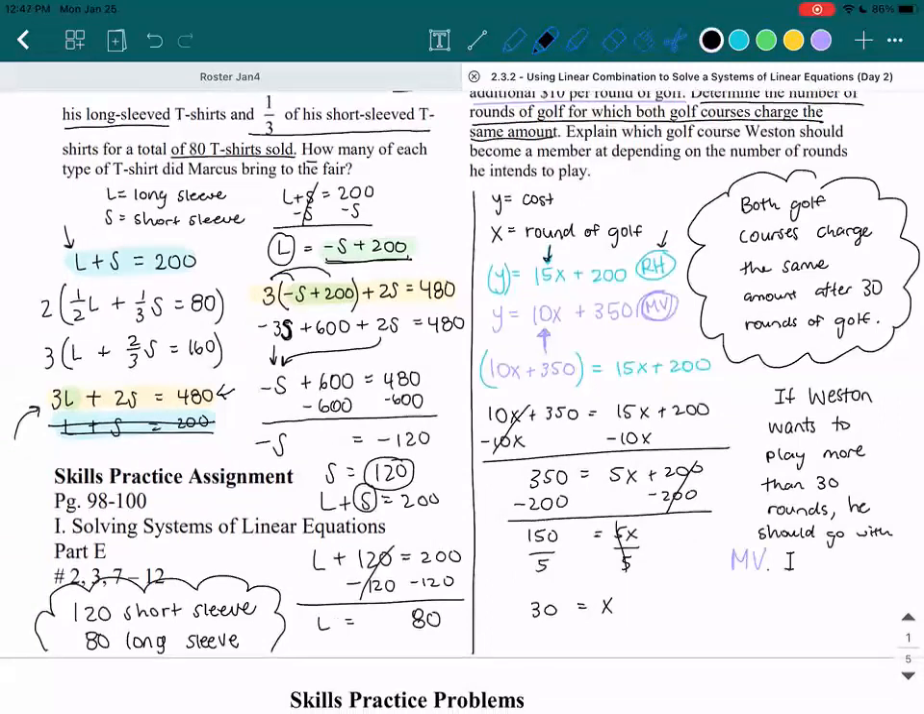If Weston wants to play less than 30 rounds, he should go with, all right, so if he does less than 30 rounds, who has a smaller starting price? RH, Rolling Hills has a smaller starting price. So if he's playing less than 30, he only has to deal with the smaller starting price of 200 versus Majestic View has a starting price of 350. So if Weston wants to play fewer than 30 rounds, then he should go with Rolling Hills. I'm just going to abbreviate with RH. Okay, so this would be your final answer for the second part of this question.